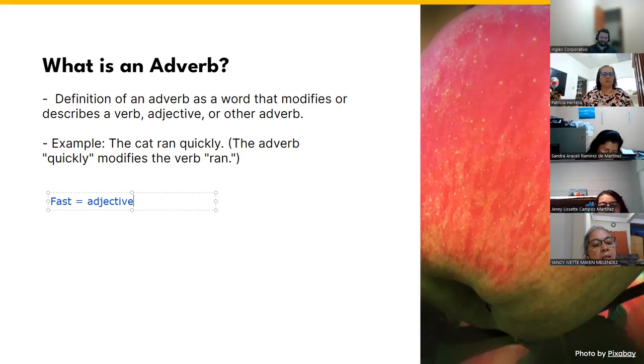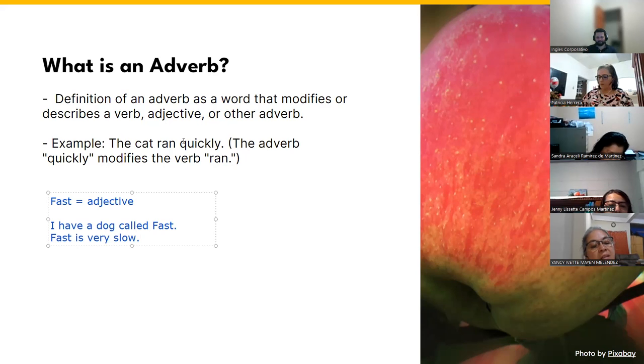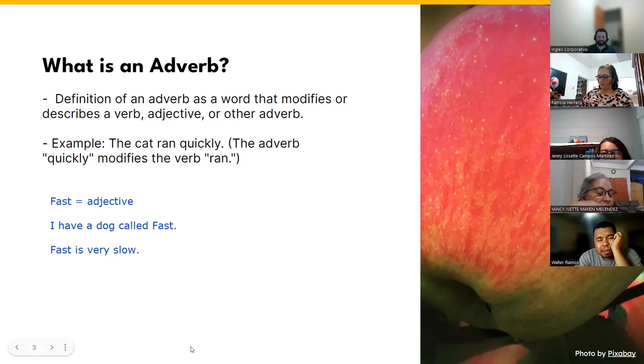So if I say, guys, I have a dog called Fast. Okay? And then I say Fast is very slow. This is a noun. It's a noun. All right. So in this case, fast is not an adjective, right? What about slow?